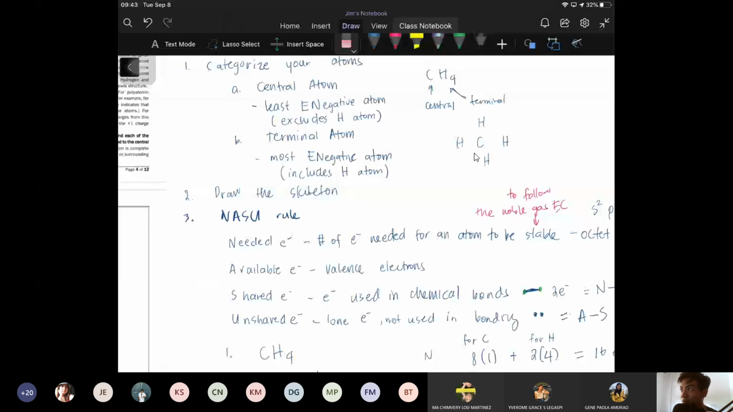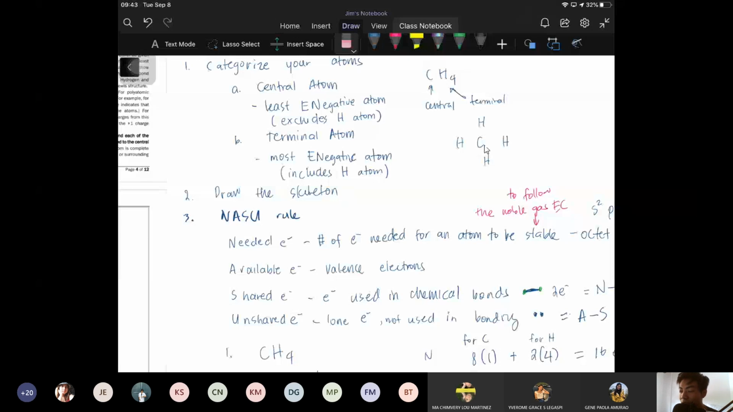So, you place your central atom in the center. Your terminal atoms will surround the central atom in 4 directions. Up, down, left, right. So, ganun, 4 directions lang muna. Then, after doing that, you do the NASO rule. Again, what's NASO rule? Needed. This tells you the octet rule.